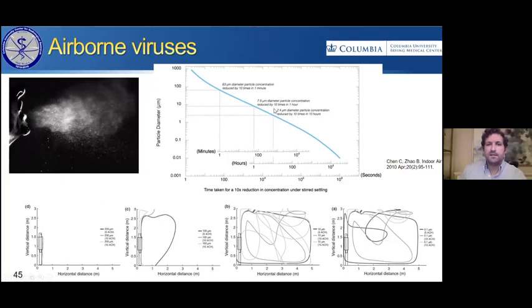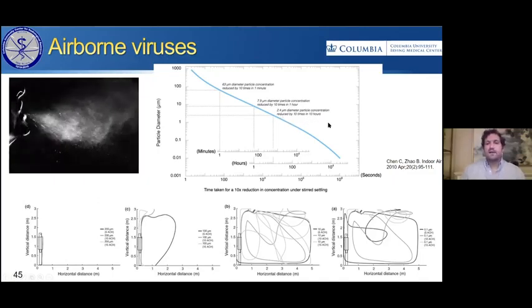So, for example, a large droplet might only hang in air for a few seconds. It might fall to the ground pretty quick. A droplet that's only 1 or 2 microns in diameter is going to hang in the air for hours, tens of hours even, almost indefinitely.